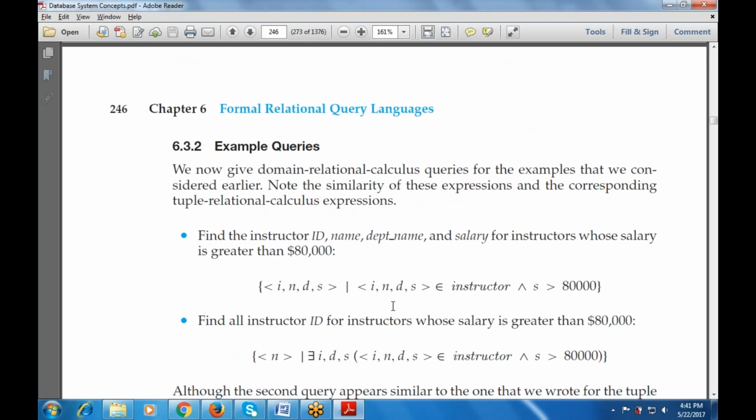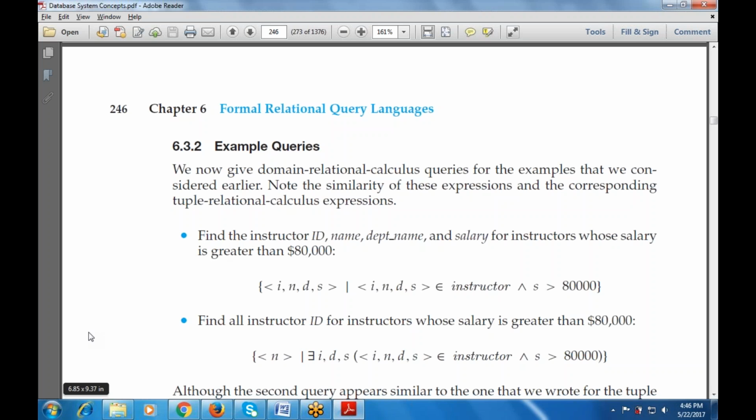Next are examples of the domain relational calculus. These example queries are based on the domain relational calculus and are very similar to the tuple relational calculus examples we already discussed. Find the instructor ID, name, department name, and salary for the instructors whose salary is greater than 80,000.